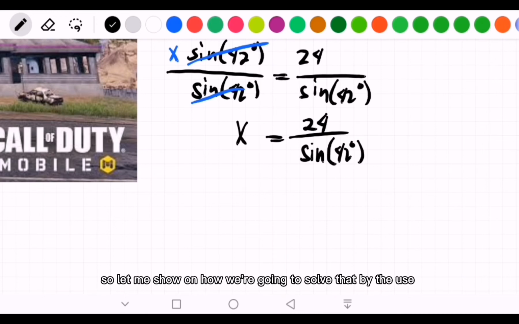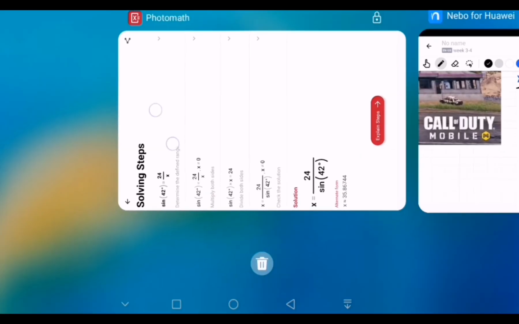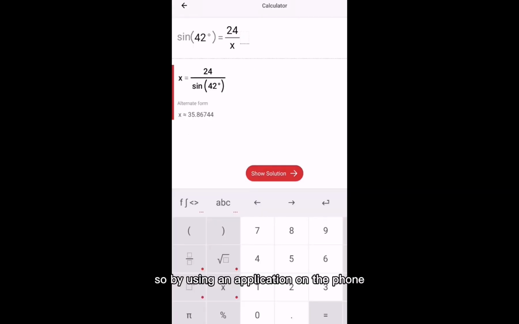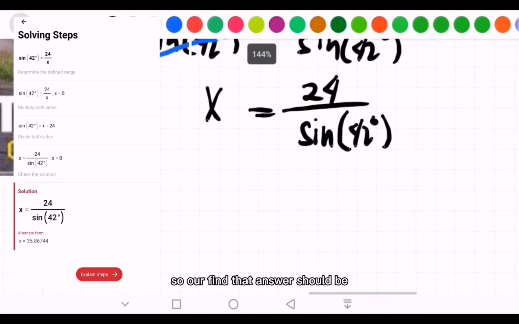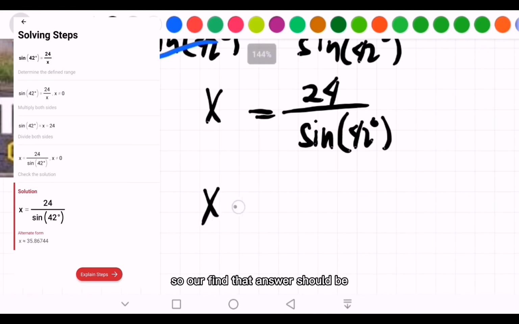So let me show how we're going to solve that by the use of a calculator. So right here, by using an application on the phone, we have typed in the given, which is 24 over sine 42 degrees. And the final answer should be 35.86744.